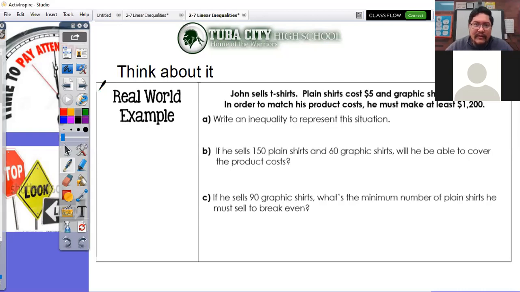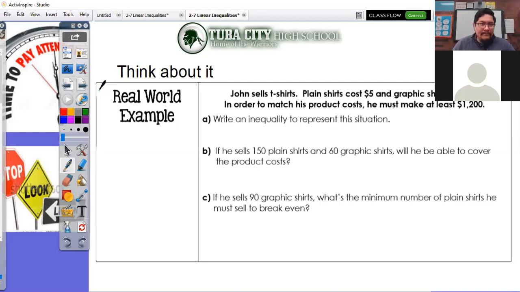So that's what we call breaking even: when you make just enough money to cover the cost, because running a business comes with a cost. Buying the supplies to sell is a cost as well. So in this case, John sells t-shirts. Plain shirts cost $5 and graphic shirts cost $7. In order to match his product cost, he must make at least $1,200.